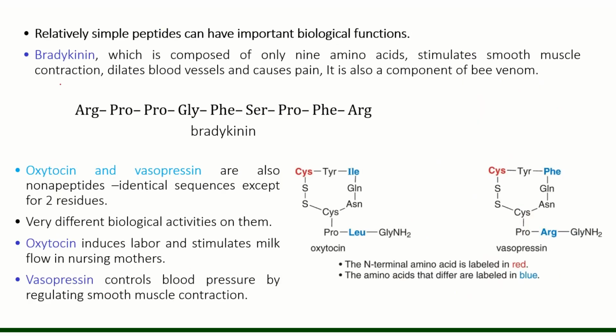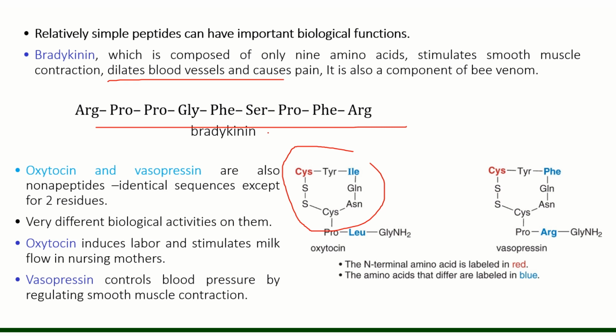You can see stuff like this cyclic peptide, bradykinin. Bradykinin, for example, is very important for blood vessels and pain, and of course oxytocin and vasopressin. There are only a couple of differences in their setup, and of course you can see there's a difference here and here.